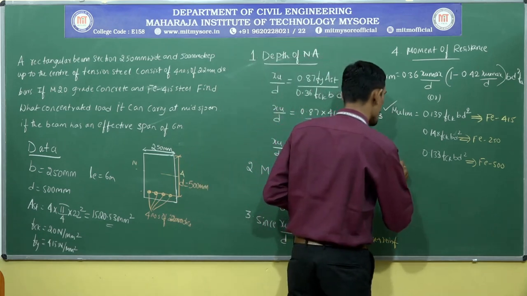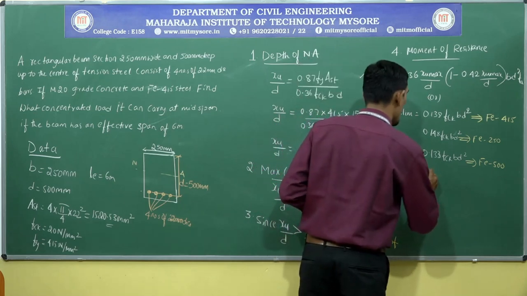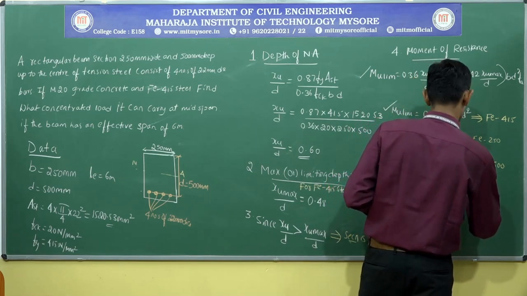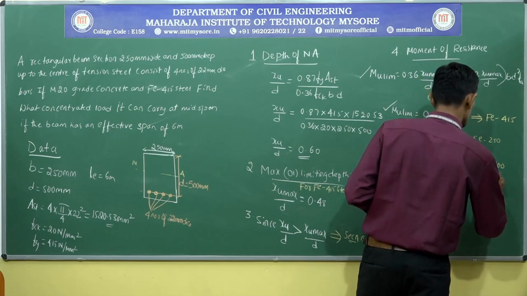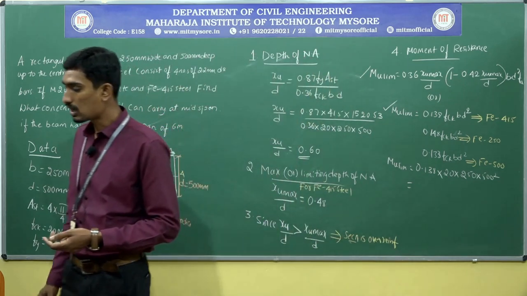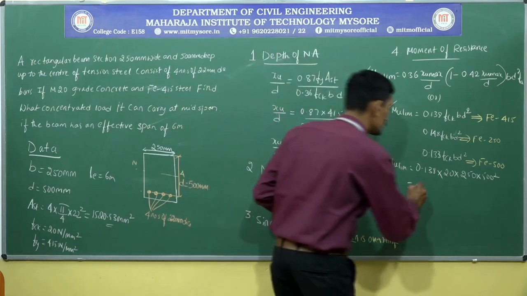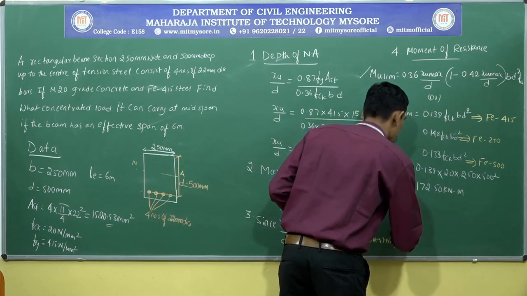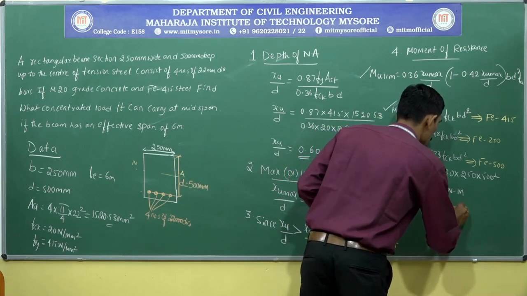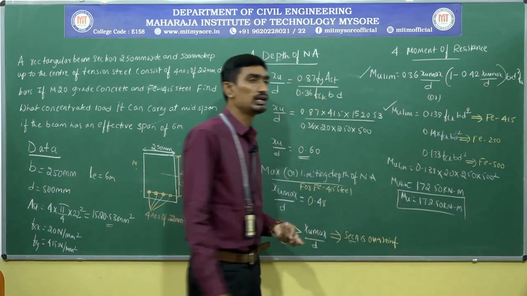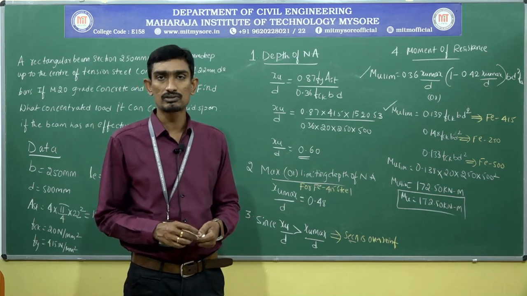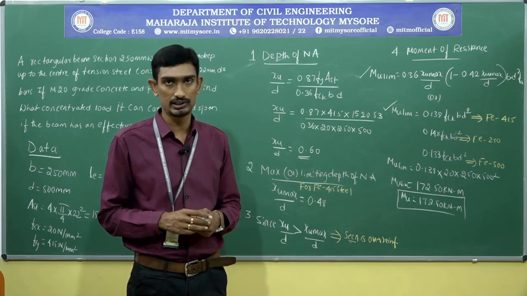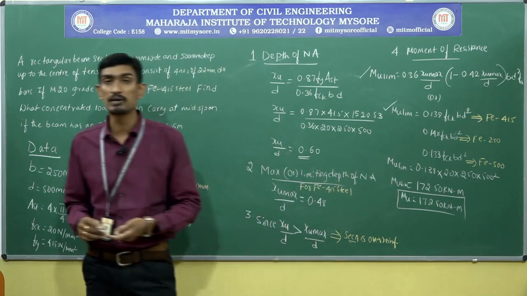Okay, so I will substitute with this simple formula: 0.138 into fck is 20, b is 250, into effective depth 500 square. So this Mu lim works out to be 172.50 kilonewton meter. So this will also be considered as Mu because it is an over reinforced section. In an over reinforced section, we are going to limit the moment of resistance that we are going to consider as ultimate moment of resistance. It is one and the same, because it is an over reinforced section. Is it clear? So now you have come across this ultimate moment of resistance.